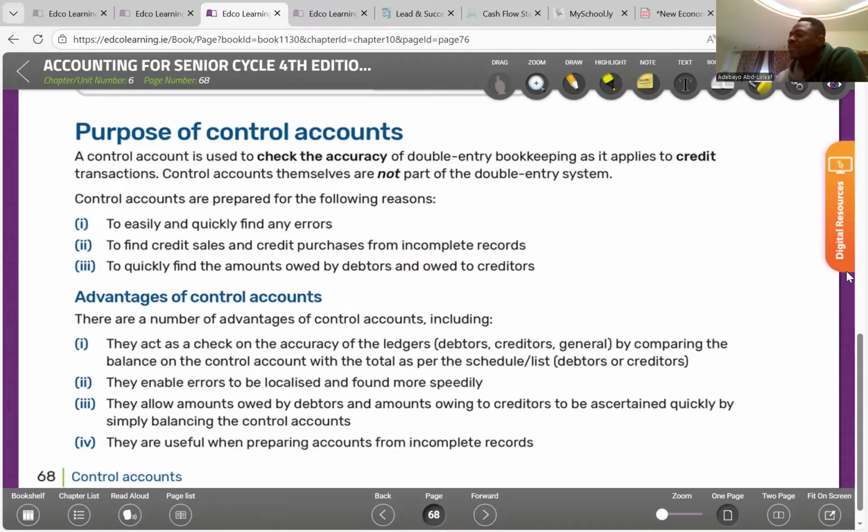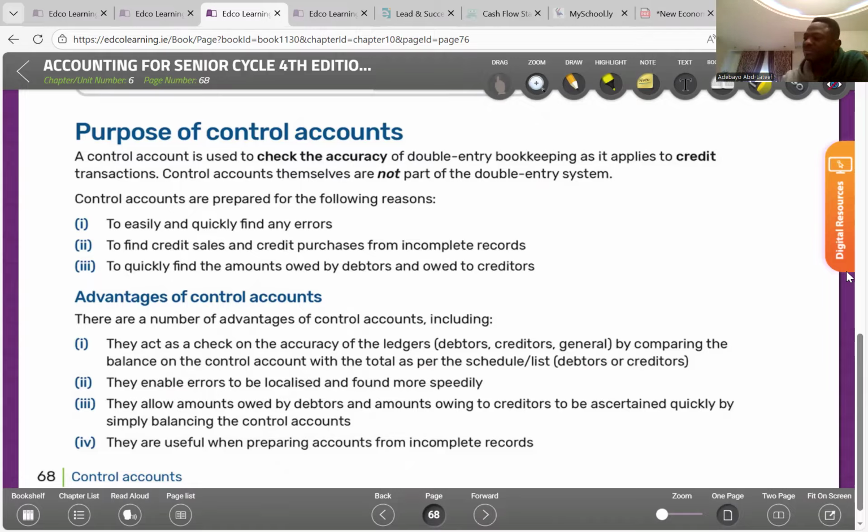The second one, to find credit sales and credit purchases from incomplete records. We have incomplete records because there are transactions done, but we don't have full details about those transactions. If we have to complete that account, we can use a creditors control account or debtors control account. An incomplete record means the account has not been prepared. So to prepare the account, we can extract credit sales and credit purchases from them.